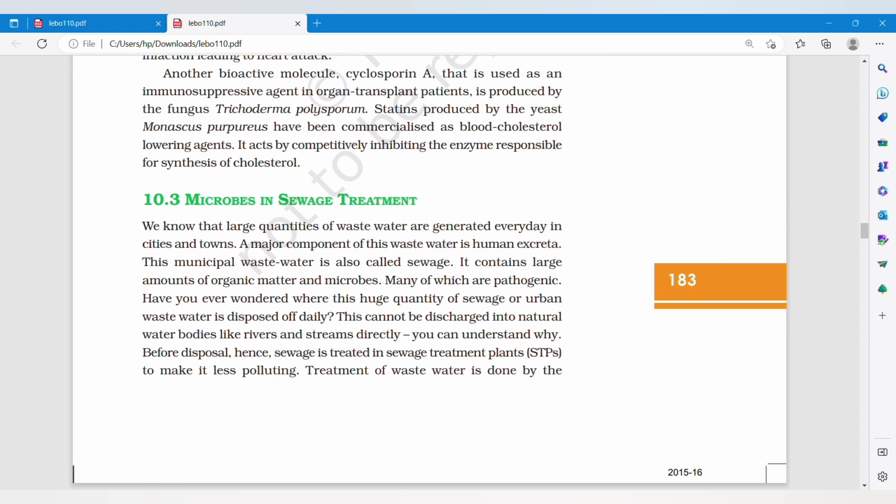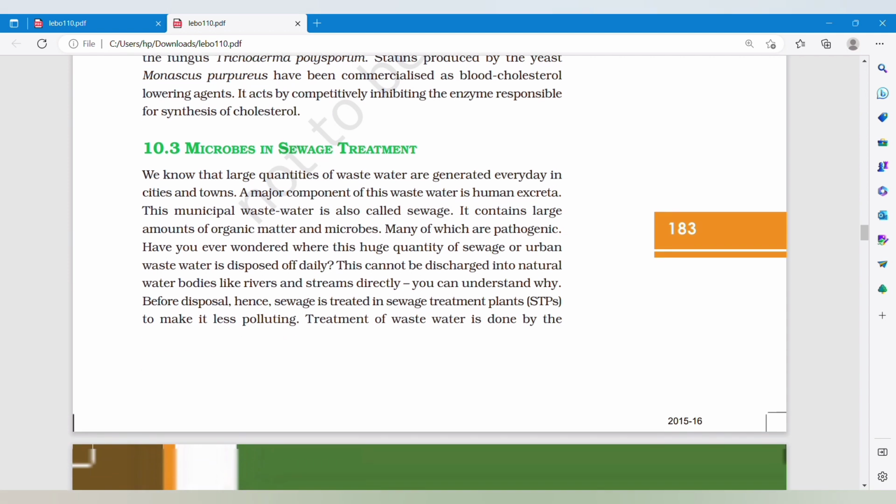We know that large quantities of wastewater are generated every day in cities and towns. A major component of this wastewater is human excreta. This municipal wastewater is also called sewage. It contains large amounts of organic matter and microbes, many of which are pathogenic. Have you ever wondered where this huge quantity of sewage or urban wastewater is disposed of daily? This can't be discharged into natural water bodies like rivers and streams directly. You can understand why. Hence, before disposal, sewage is treated in sewage treatment plants, that is STPs, to make it less polluting.